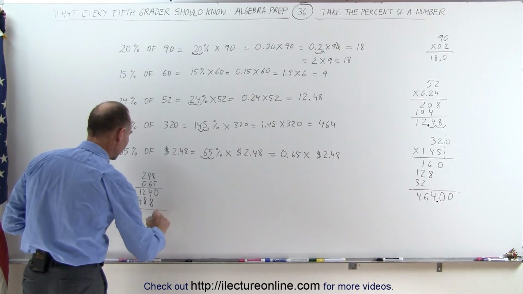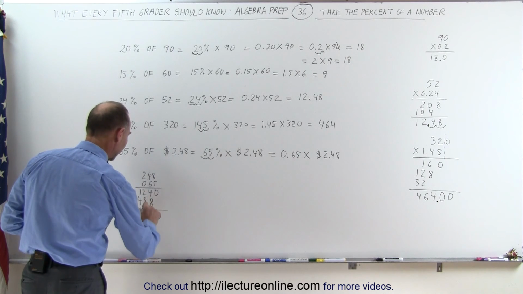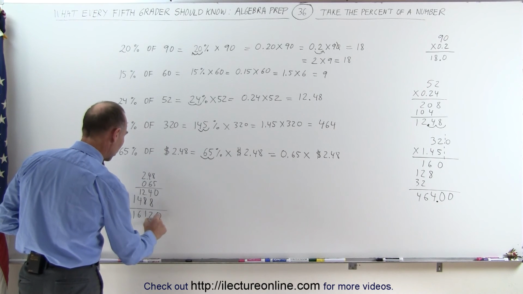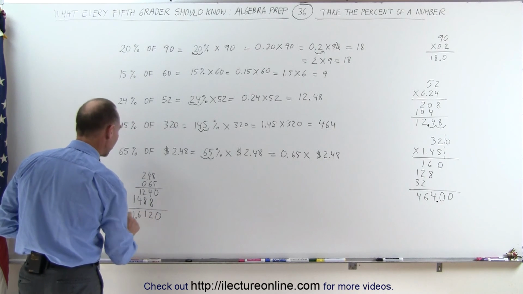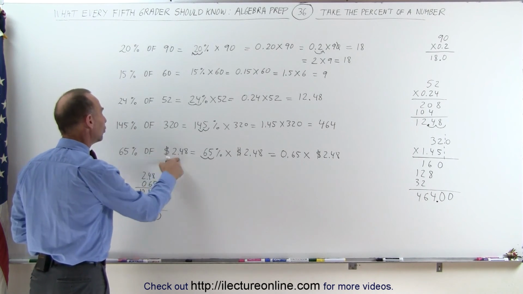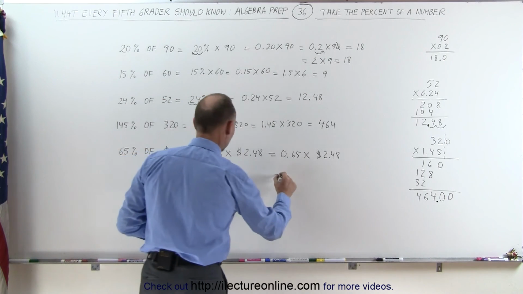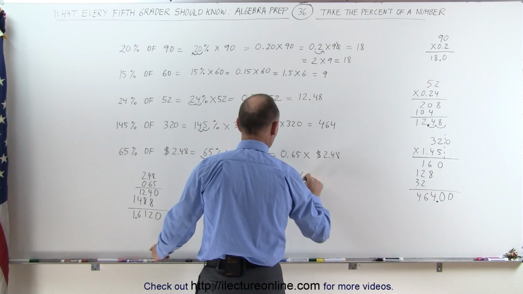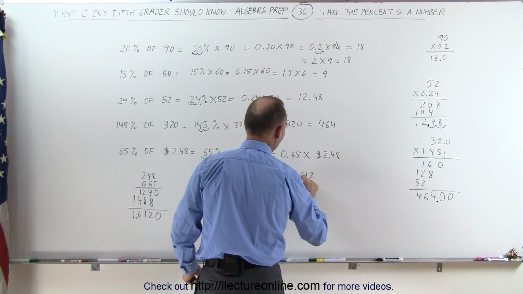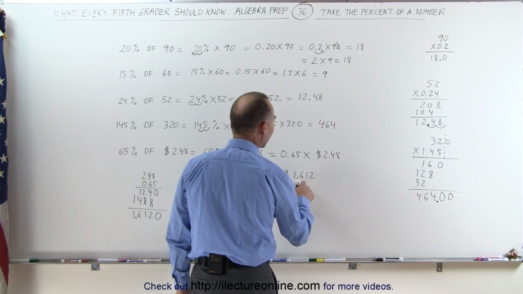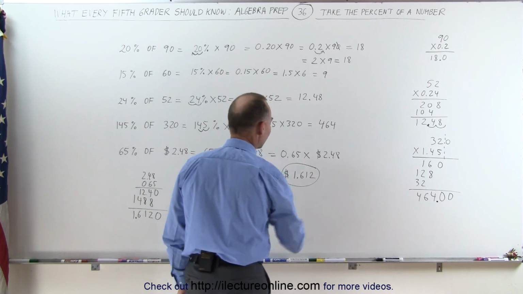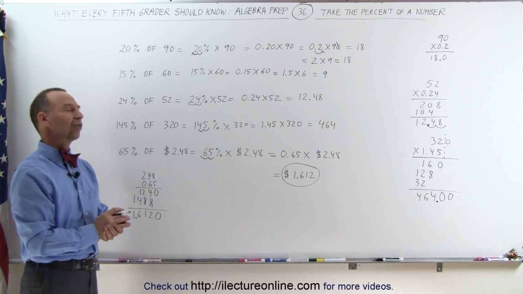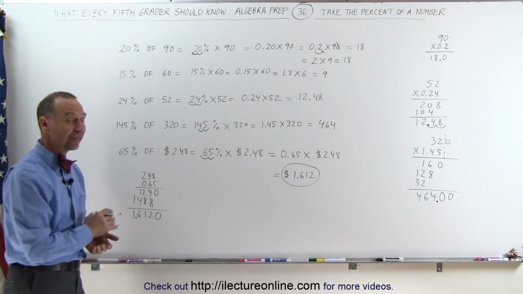Add those all up together, 0, 2, 1, that's 1, 1, 6, and 1. I have 4 decimal places, 1, 2, 3, 4, which means that 65% of $2.48 is equal to $1.612. We can just simply write that like that, $1.612, and that's the answer. Of course, there's no such thing as 2/10 of a penny, but that's okay. It's just a mathematical problem. And that's how we do that.